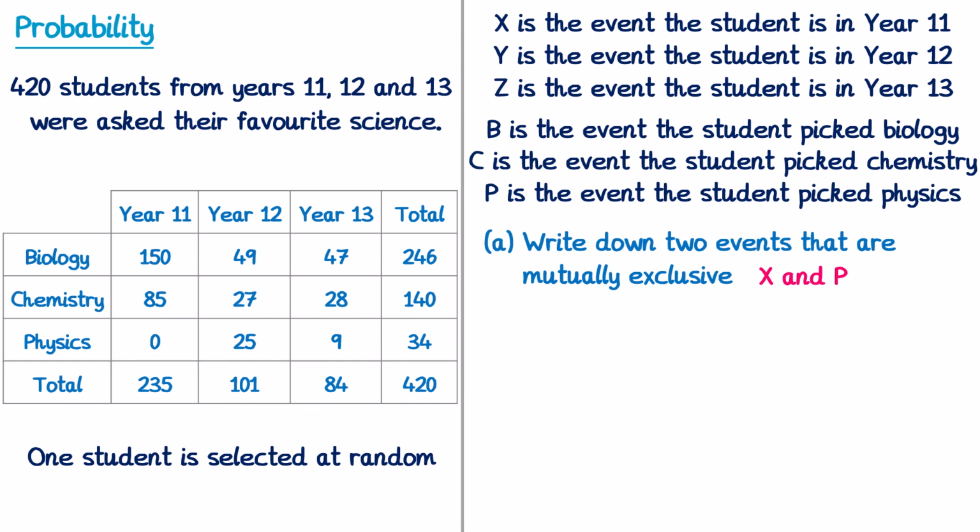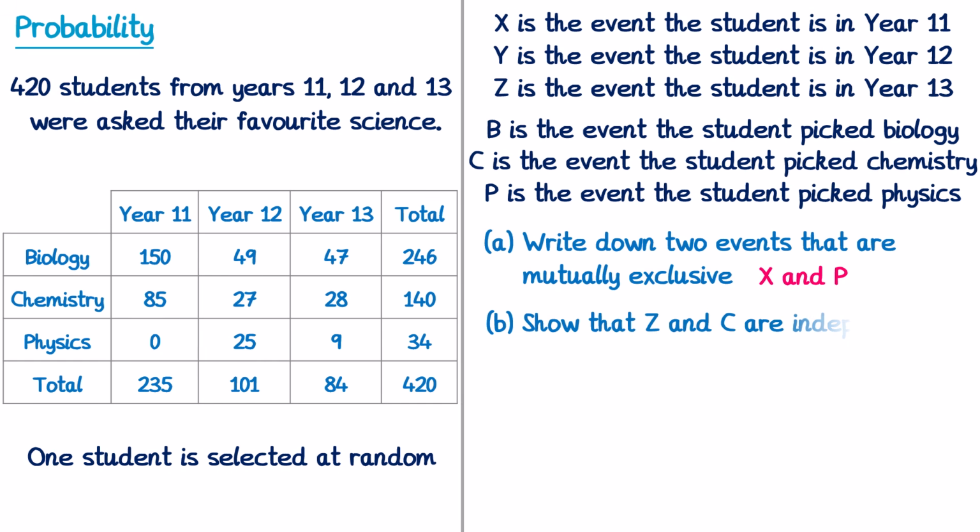Now technically we could also pick any combination of events from X, Y, and Z. So X and Y are mutually exclusive since you can't select a student that's in year 11 and also in year 12 at the same time. Or for instance, events B and C. A student can't choose both biology and chemistry as their favourite science.